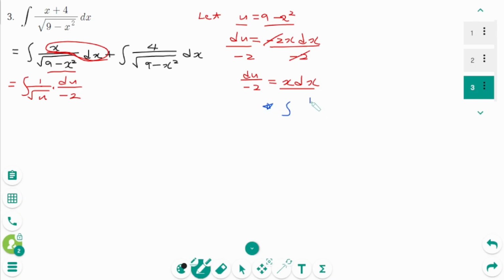The integral of 1 over the square root of a squared minus x squared dx equals arc sine of x over a plus c. Now we can rewrite as 4 times the integral of 1 over the square root of 9, which is 3 squared, minus x squared dx.